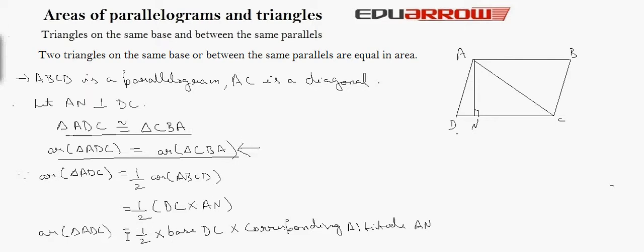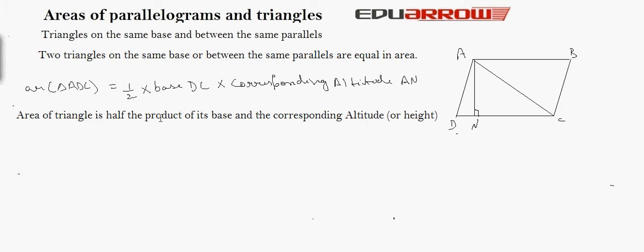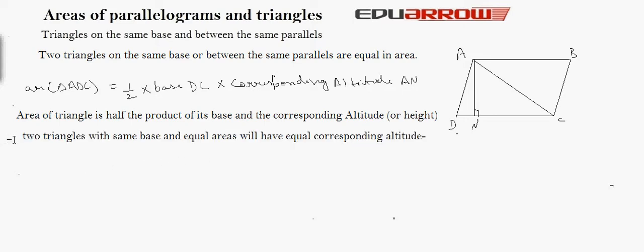Now from this result that area of triangle ADC is equal to half into base DC into corresponding altitude AN, we conclude that area of triangle is half the product of its base and corresponding altitude. Now there is one more result: two triangles with same base and equal areas will have equal corresponding altitudes. Therefore the triangles ADC and ABC have equal corresponding altitude AN.